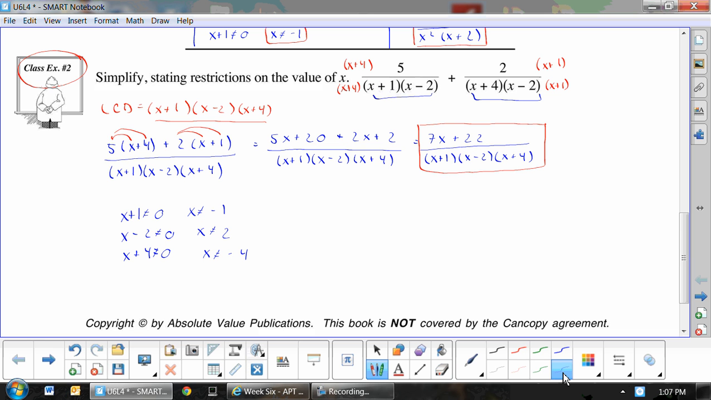Yeah, and then the 2 would be the same. So we only have 3 because even though we have 4 factors, 2 of them are the same. In the numerator, we don't worry about it because if the numerator equals 0, that's okay, but the denominator cannot equal 0. Exactly. If the numerator is 0, it just means the answer is 0.